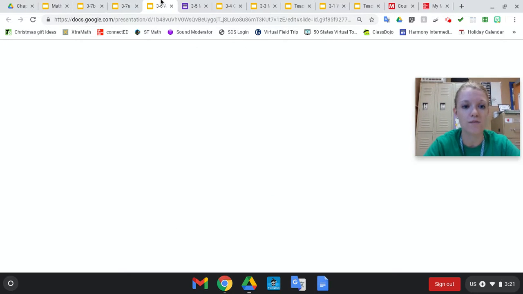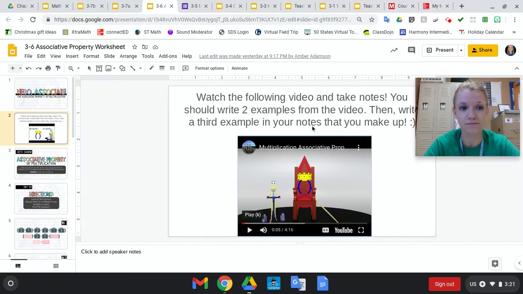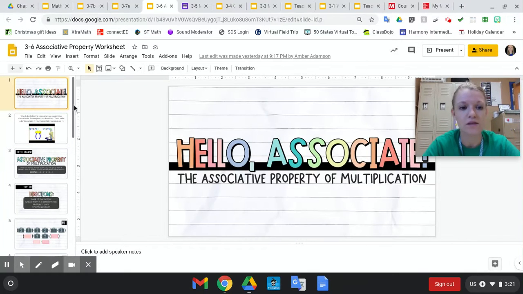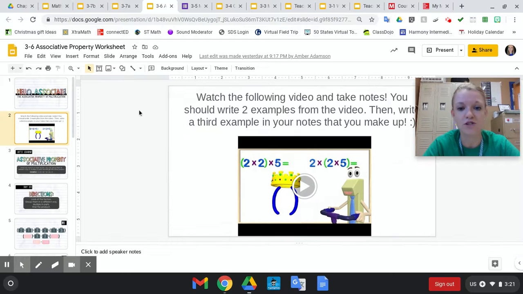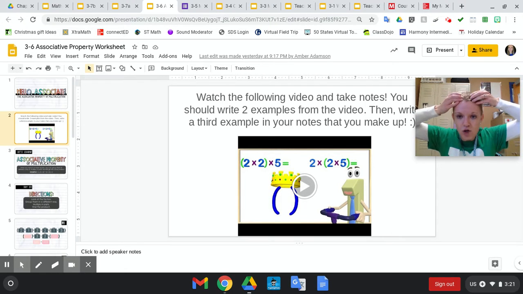Okay, moving on. Lesson 6. We're over halfway there. We're doing a great job. We can do this. Hello, associate. The associative property of multiplication brought to you by King parentheses. Everyone take out your parentheses and then make them a crown on your head because you are a king or queen of math.